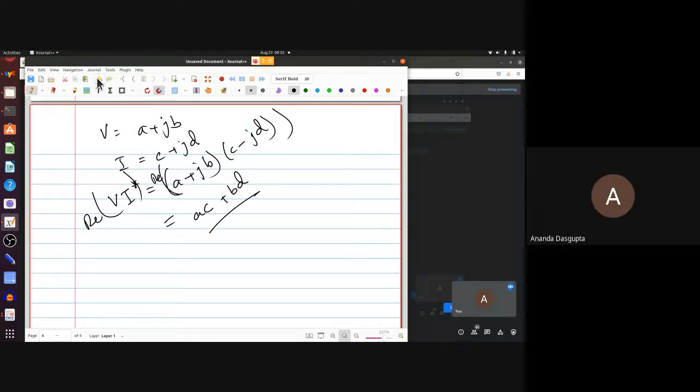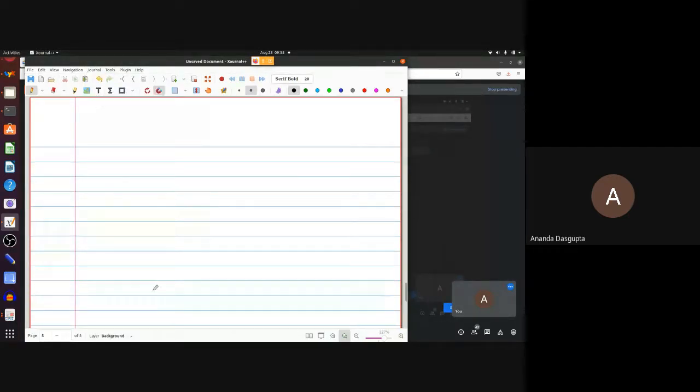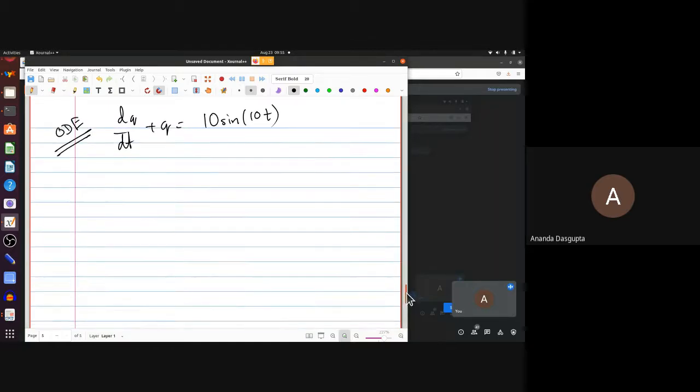Okay, then we had a rather simple Laplace transform problem. Essentially, the Laplace transform problem boils down to an RC circuit with rather simple values. So ultimately, it boils down to this equation. This is the ODE that you have. Then you need to solve it using Laplace transforms, and the solution is really rather simple.